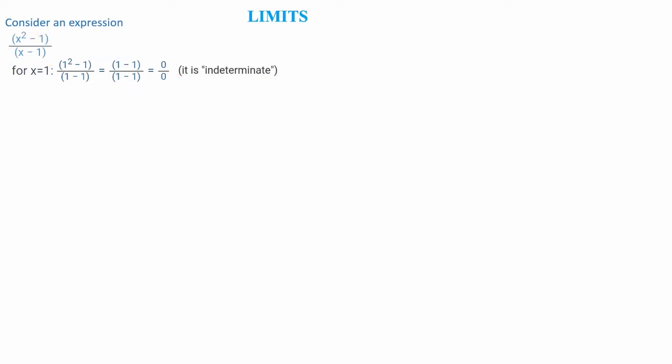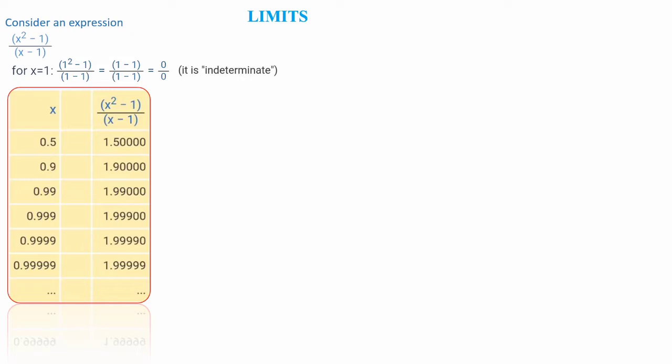Now let's try to find out the value of this function some other way by putting some different values, starting from x is equal to 0.5. When x is equal to 0.5, we replace x and put 0.5, that is 0.5 square minus 1 divided by 0.5 minus 1. So what we get here is 1.5000. You can use your calculator to find out if you want. Then 0.9, when we substitute, we will get 1.9.